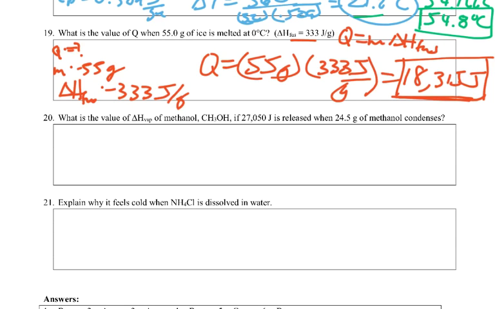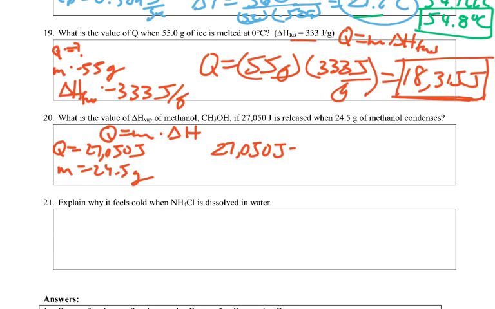Okay, what's the value of delta H of vaporization of methanol if that many joules is released when 24.5 grams of methanol condenses? Okay, so we're talking the same thing. We're saying Q is equal to mass times the delta H, in this case the delta H of vaporization. So what's my Q? Q is 27,050 joules, and my mass equals 24.5 grams. Okay, so I want to know what is my heat of vaporization. So I'm just going to throw these numbers in.